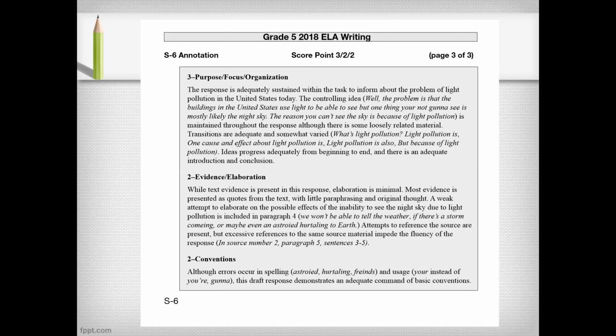I want you to focus in here on the attempts to reference the source. They did absolutely include citations, so that's not what kept them from getting a 3. However, you'll notice that the state says excessive references to the same source material actually start to impede the fluency of the response. I remember when I talked about citations and references, we talked about keeping them simple but varied. So that idea of saying in source number, paragraph 5, sentences 3 through 5, we don't need all of that, right? Just one of those pieces is enough to give credit to the source material. So again, few errors in spelling and usage, but not enough to drop it to that 1.